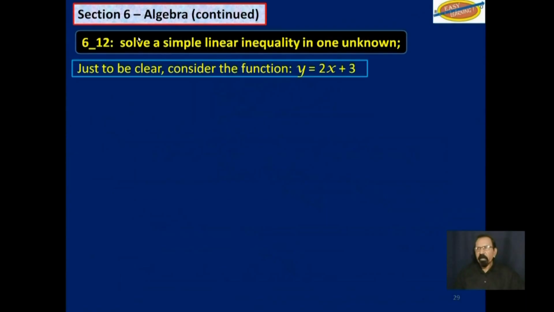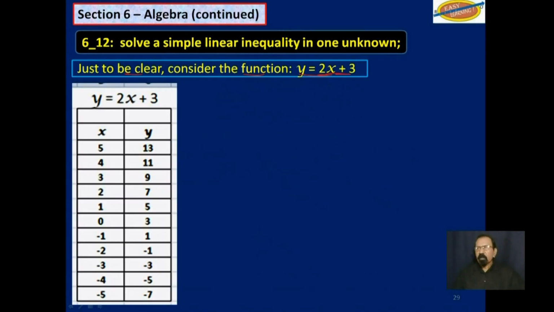Now, just to be clear, consider this function here, y is equal to 2x plus 3. Now, if we choose values for x, say 5 and 4 and so on, and go down to -5, we can calculate the corresponding values for y. So when x is 5, y is 13, when x is 2, y is 7, and so on.